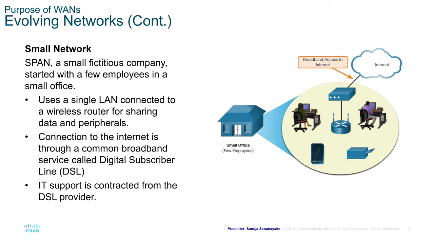So at the very beginning, we have a small network. Span, a small fictitious company, started with a few employees in a small office. It uses a single LAN connected to a wireless router for sharing data and peripherals. Connection to the internet is through a common broadband service called Digital Subscriber Line, also known as DSL. IT support is contracted from the DSL provider.